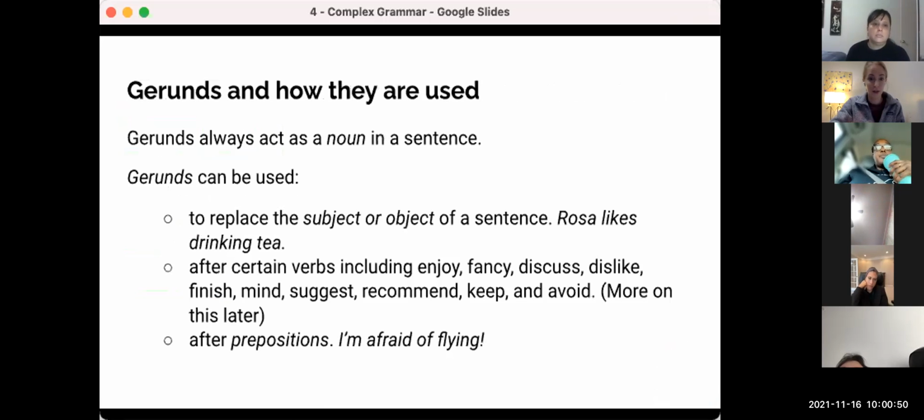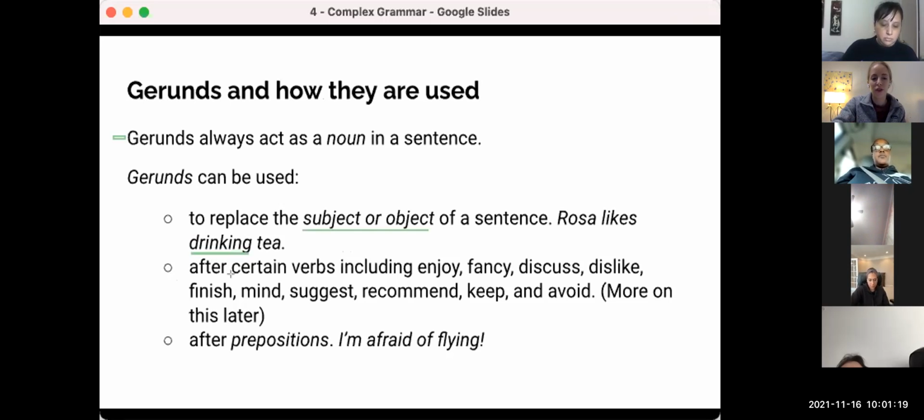All right, there's a lot of words on the screen, but we're going to read them together here. Gerunds and how they are used. Gerunds always act as a noun in the sentence. They can be used to replace the subject or object of a sentence. Rosa likes drinking tea. Drinking tea is the object of the verb like.